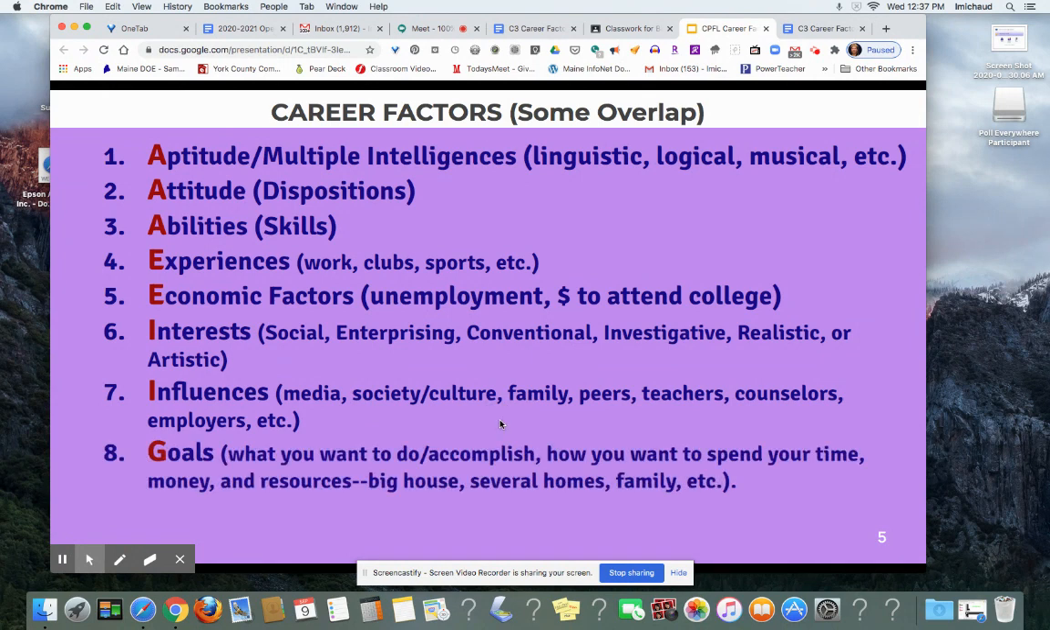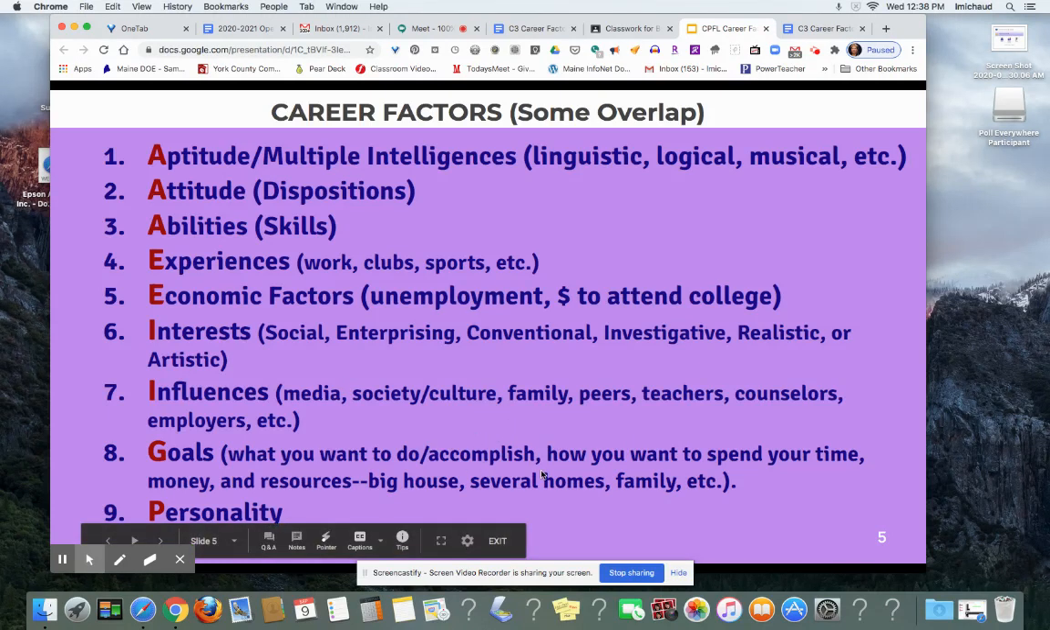What goals do you have? How do you want to spend your time, your money, your resources? So that may influence your career decisions. Your personality, we're going to do a Myers-Briggs personality survey in this class. That may, in fact, be one factor that influences your career decision.